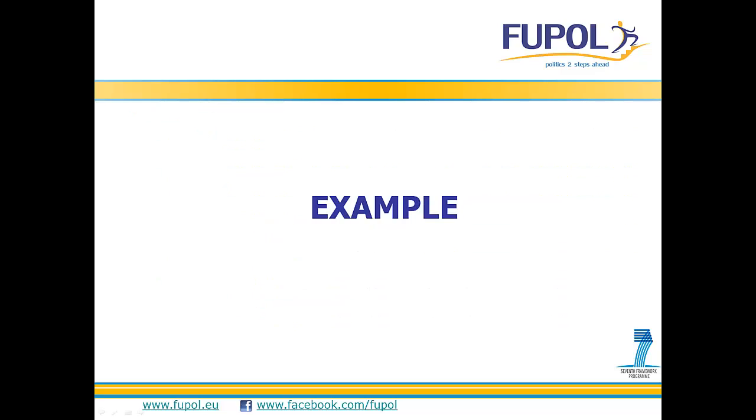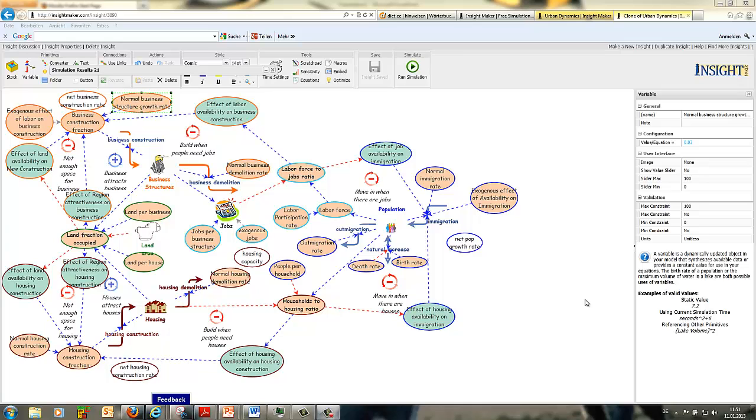Now we will show you an example with a simulation tool called Insight Maker. Insight Maker is a simulation software which supports urban economic modeling. It allows changing parameters concerning economy, population, immigration and housing.